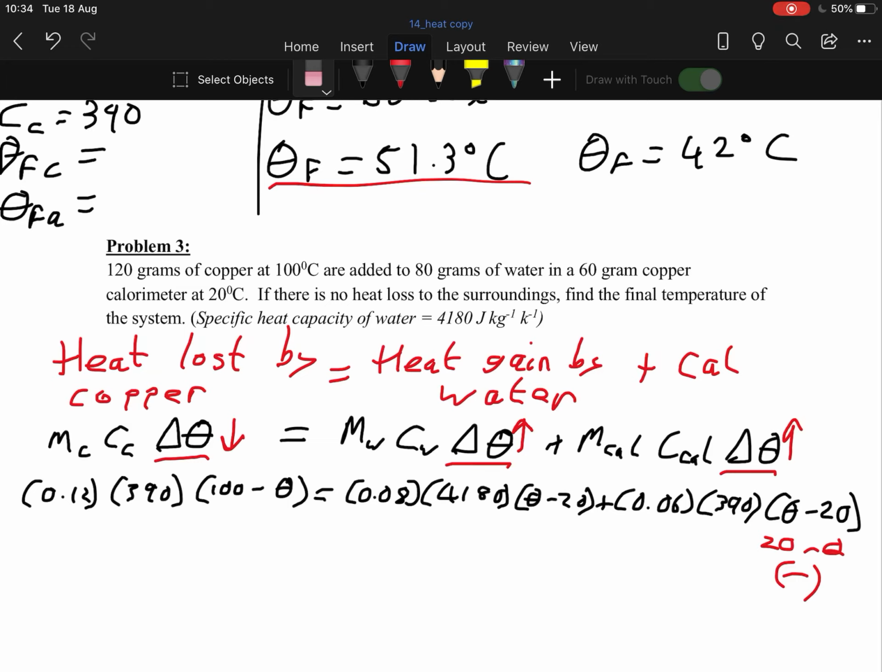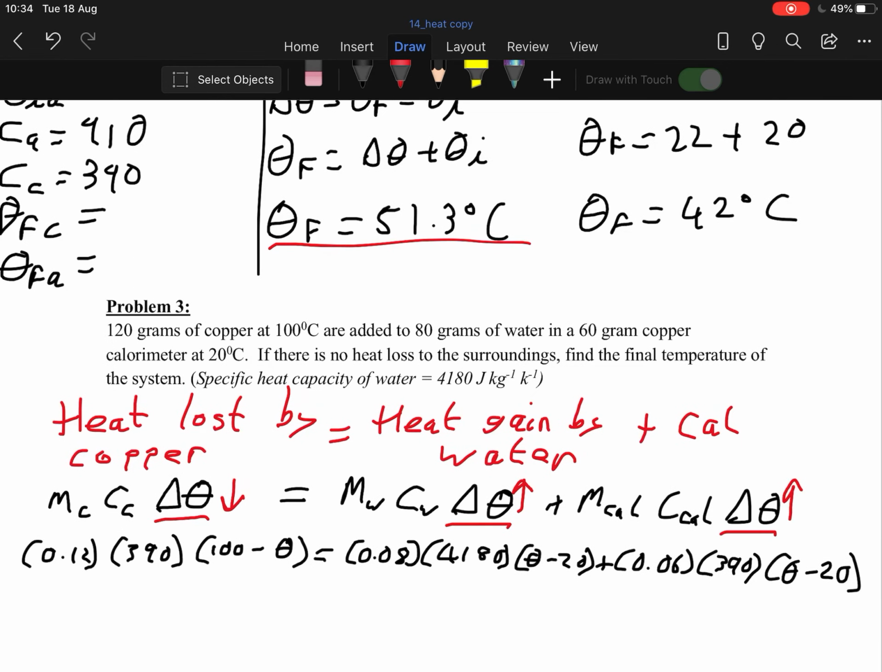You should do it this way, but if you find you can't learn it off, can't remember, simply do it this way. Whatever you do to the left hand side, if you have final minus initial, make the other side initial minus final. Okay? All right. Now we will move on.